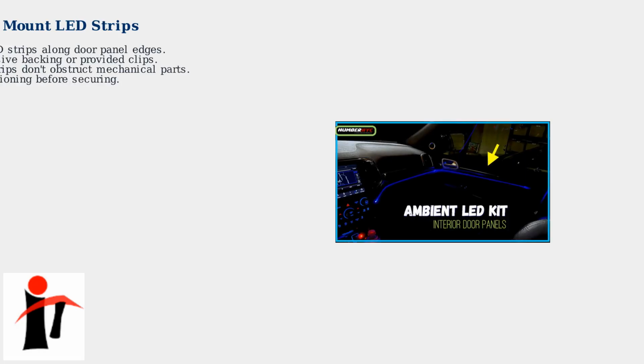With the panel removed, mount the LED strips along the inner door panel. Use adhesive backing or clips, ensuring the strips don't interfere with window mechanisms or door locks.